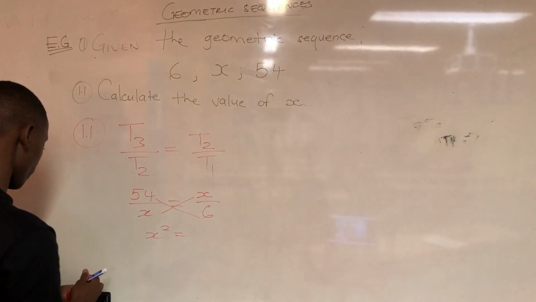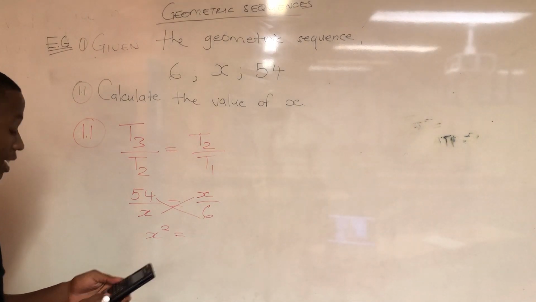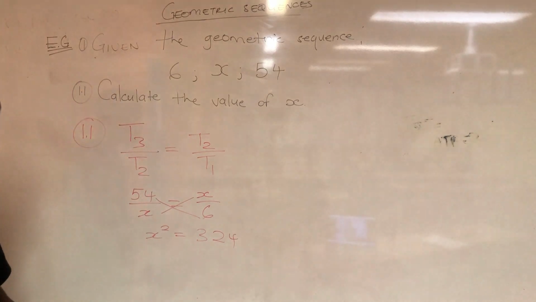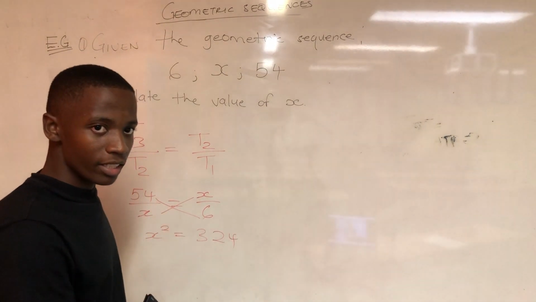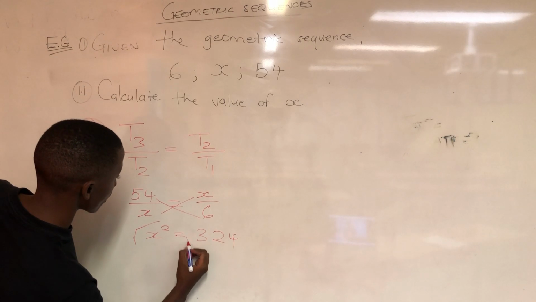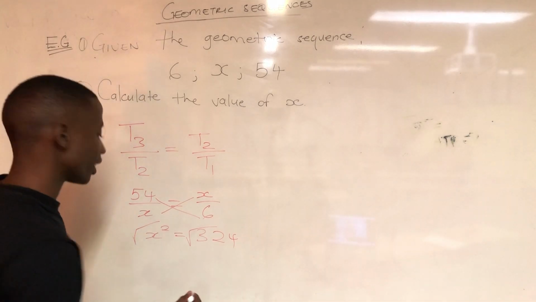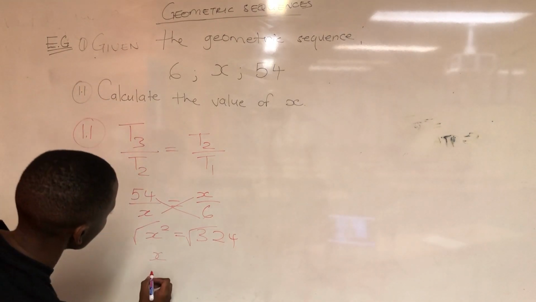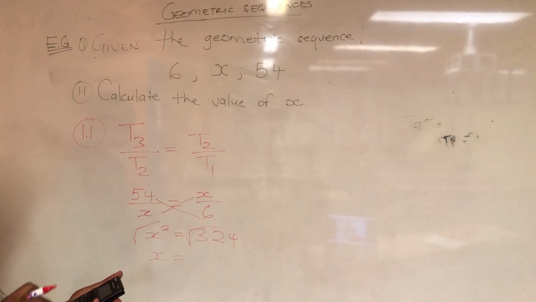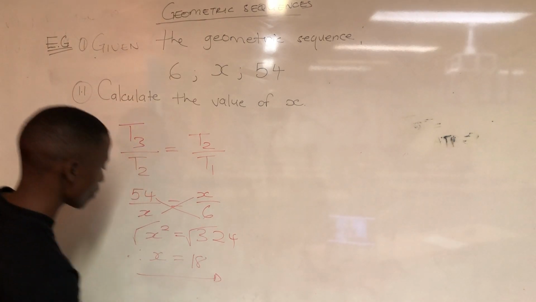54 multiplied by 6. Let's press my calculators. 54 multiplied by 6 is 324. There are two ways now to kill this cat. Let's first find x using the very first way: just put a square root on x squared so that you are left with x to the power of 1, so that you are left with x. The square root of 324 is equal to 18. And therefore our x is equal to 18.